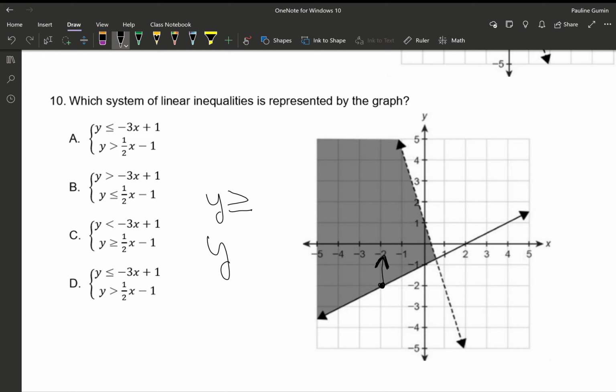Now let's take a look at the dotted line. If I put my pen on the dotted line, I would have to shade down to get to my shaded area. So we also have a less than. So let's look for the letter that has both of those symbols. A does not. B doesn't. C does. And D does not. Okay, perfect. We have letter C.